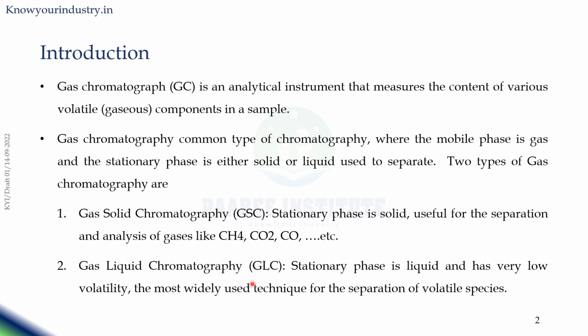Another technique is gas liquid chromatography, where the stationary phase is liquid. The stationary phase has very low volatility, so it can be used for the separation of volatile species. The stationary phase will not easily volatilize, while the sample contains compounds which volatilize very easily. That is where it is used for various applications.